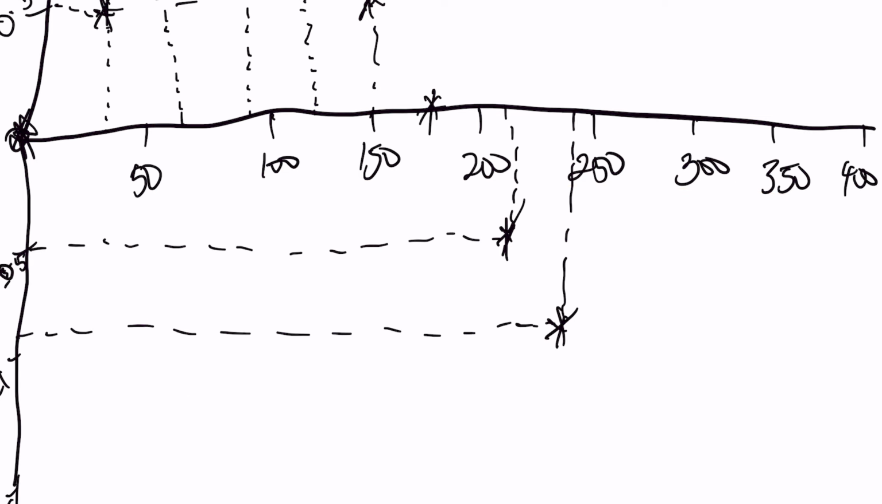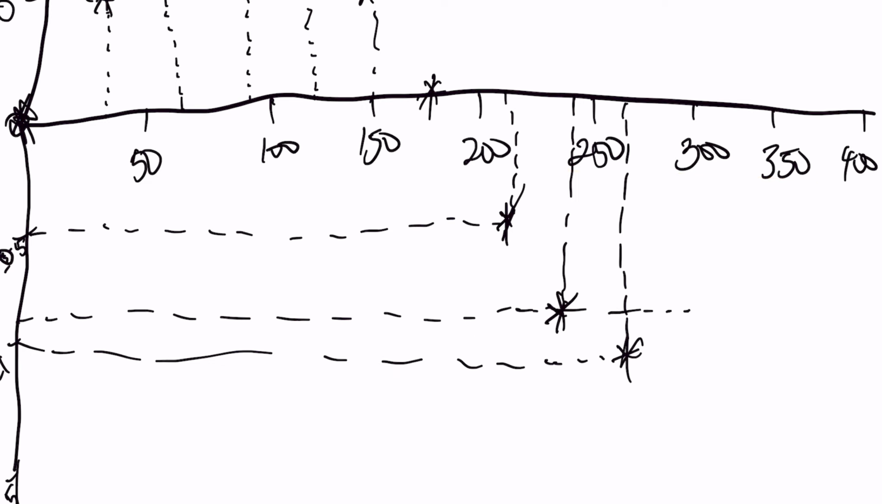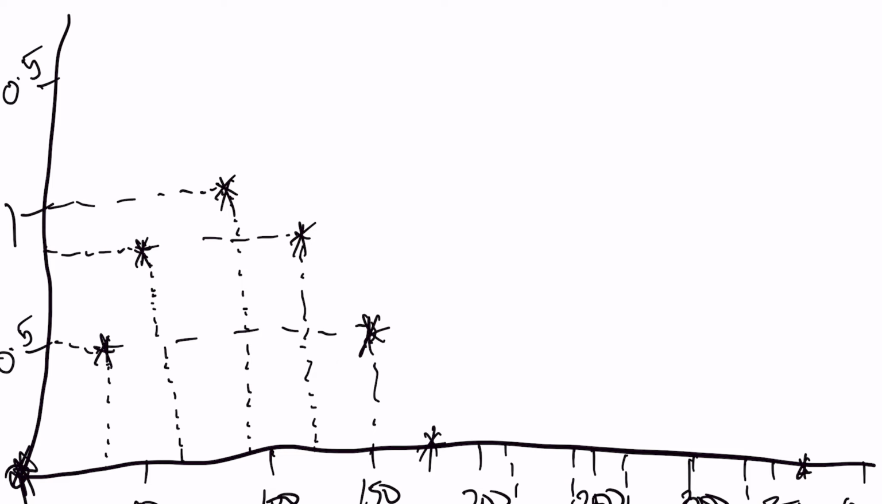At 270, we have it to be minus 1. Then at 300, we have it to be minus 0.87. At 330, we have it to be minus 0.5. And at 360, we have it to be 0. So we bring a line.